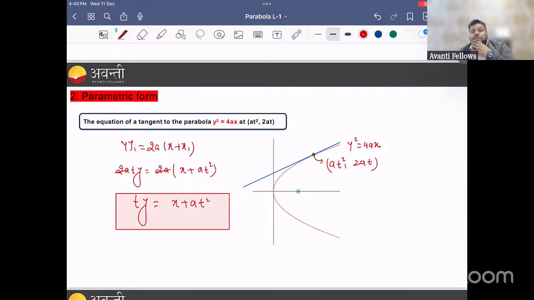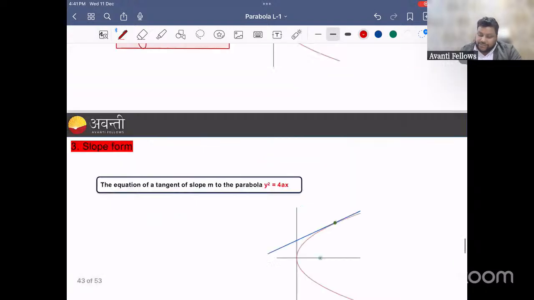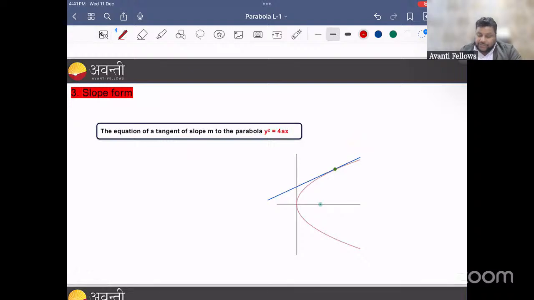Very important thing to remember. This is the equation of tangent in parametric form: ty equals x plus at square. That means the equation of tangent at (at square, 2at) is ty equals x plus at square. Now the equation of tangent of slope m of the parabola. This is what I have already told you: y equals mx plus a by m.